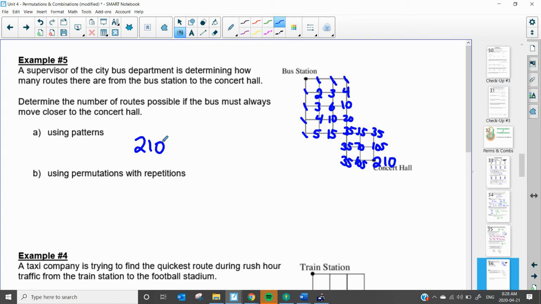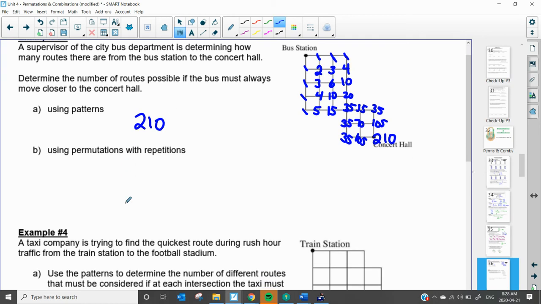Okay, but again, this method can be a little bit flawed in that one silly little adding error can cause the entire question to be wrong. So there's another way that we can do that, and that's using permutations with repetition. So I'm just going to erase my work here.